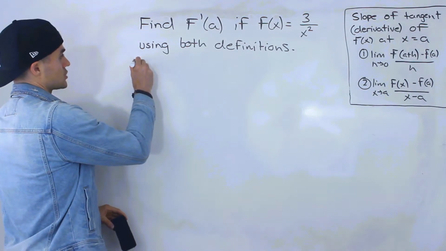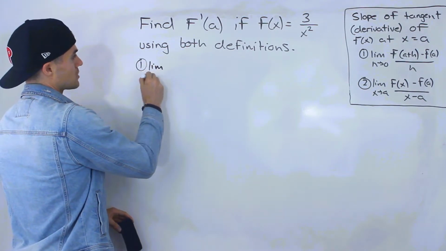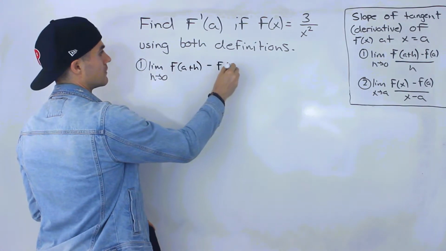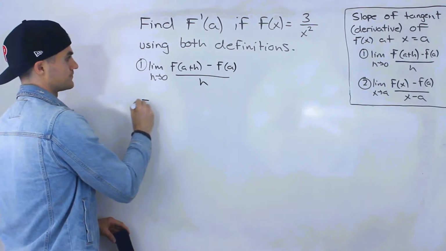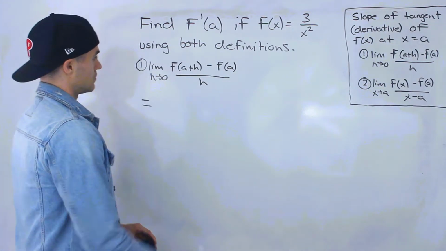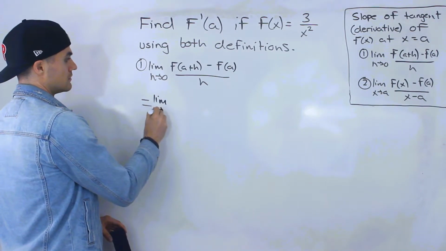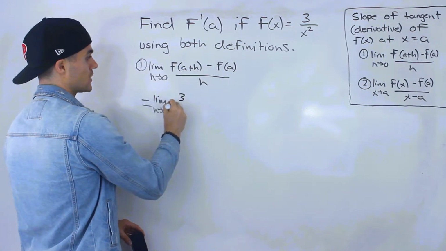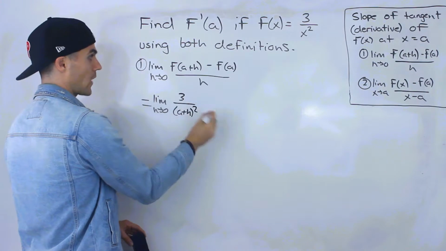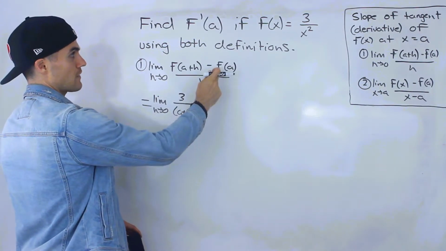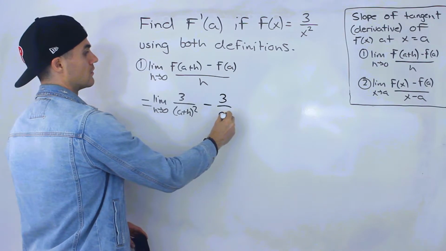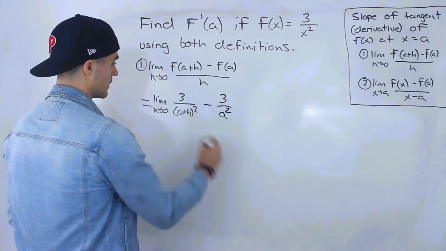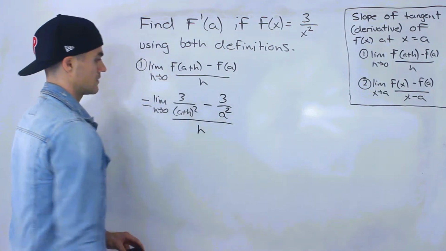So the first definition, we have the limit as h approaches 0 of f of a plus h minus f of a all over h. So if we plug in a plus h for the x value for the function we're working with, f of a plus h would be 3 over a plus h squared, minus f of a, which would be 3 over a squared, right? If we plug in a for the x value. And then this is going to be all over h.